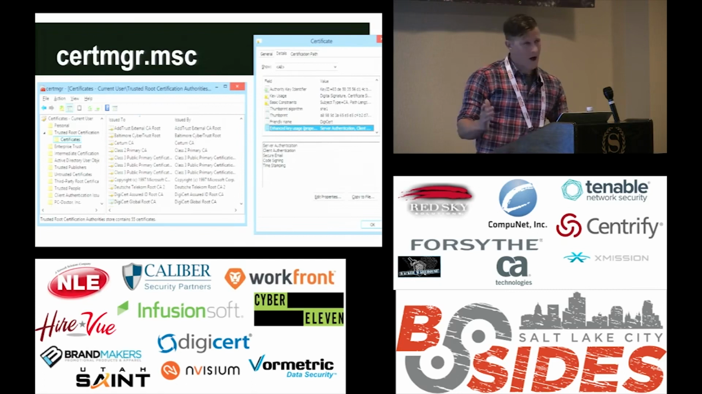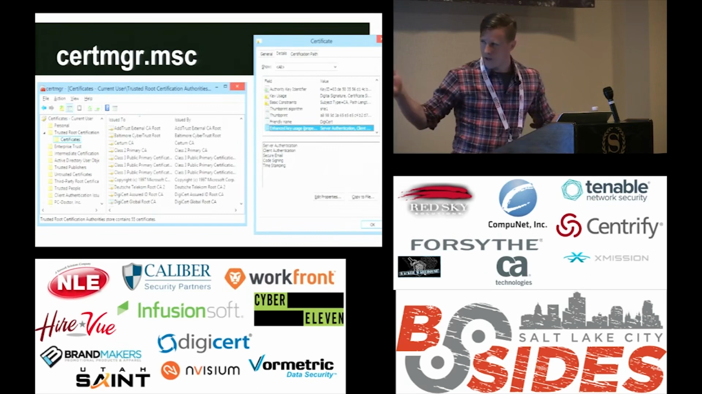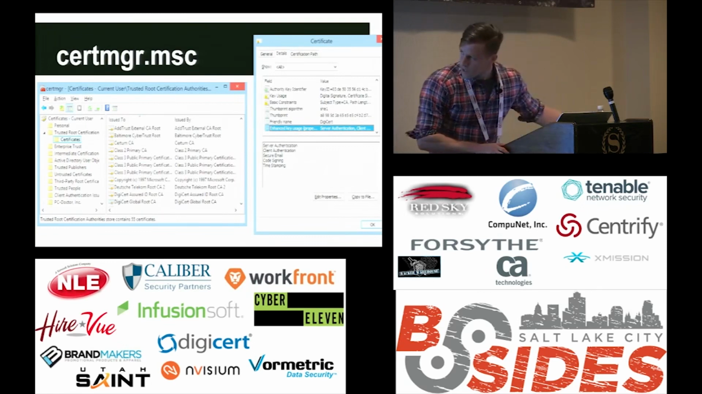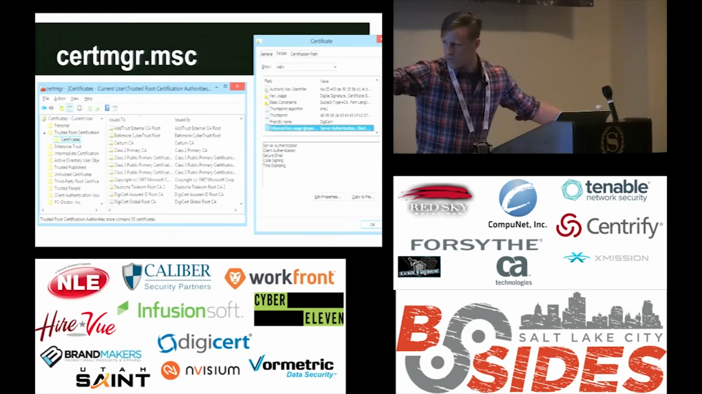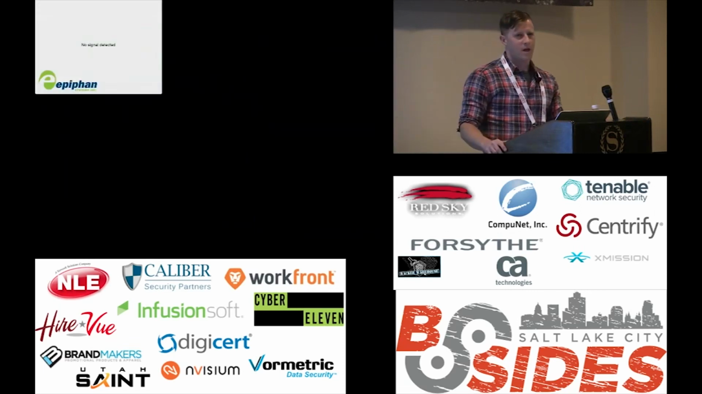So if you actually want to play around and look at some certificate information about your box, if you run certmanager.msc, you'll be able to see information about the root certificates that you have on your system. And you can double click on some of those, and you can see information about what's in that certificate. So in there, you can see at the very bottom that I've highlighted, it's showing the key usage information.